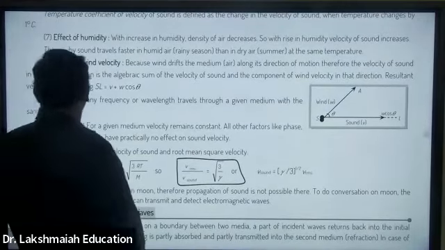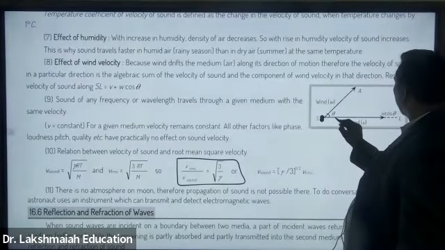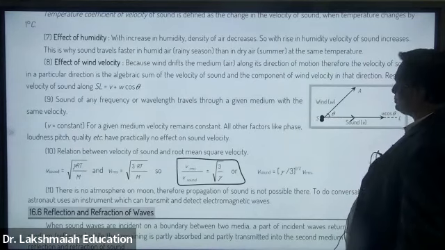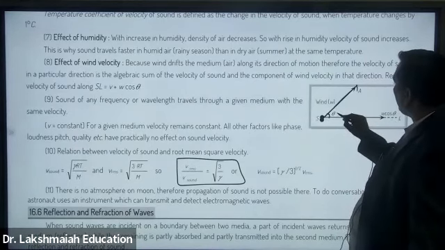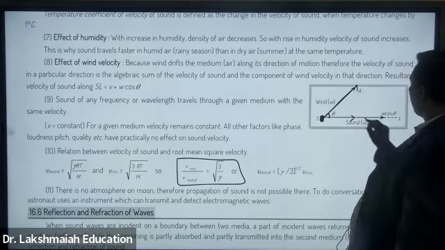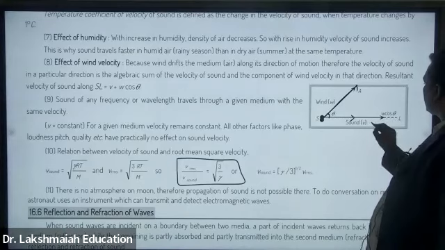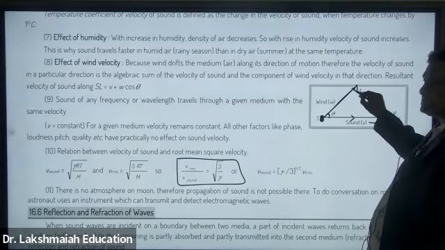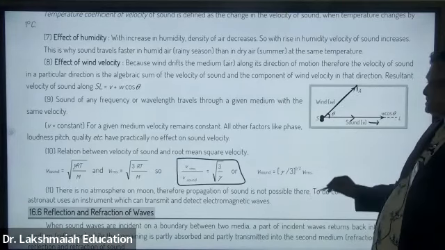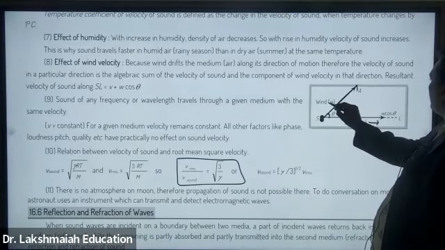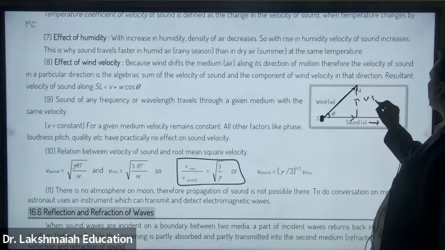See, this is the wind. Suppose the source is moving in this direction. This is the direction of the source. The wind is moving in this direction, which makes an angle theta with respect to the velocity of sound. So the velocity of sound is in this direction. Then we can resolve the wind into two components: W cos theta and W sin theta.